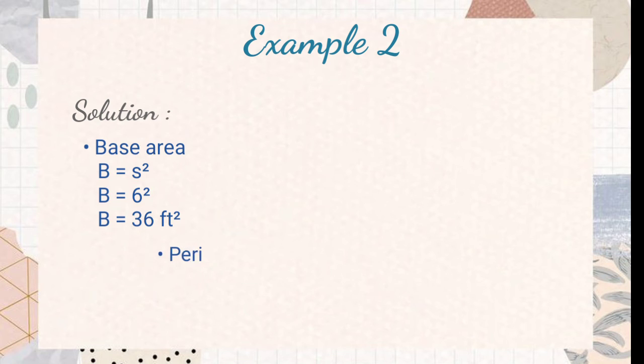Solution: first, calculate the base area and perimeter of the square base. The base area is B equals side squared. Then we get B equals 6 squared equals 36 square feet. And the perimeter is P equals 4 times side, where the side is 6 feet. So the perimeter equals 24 feet.